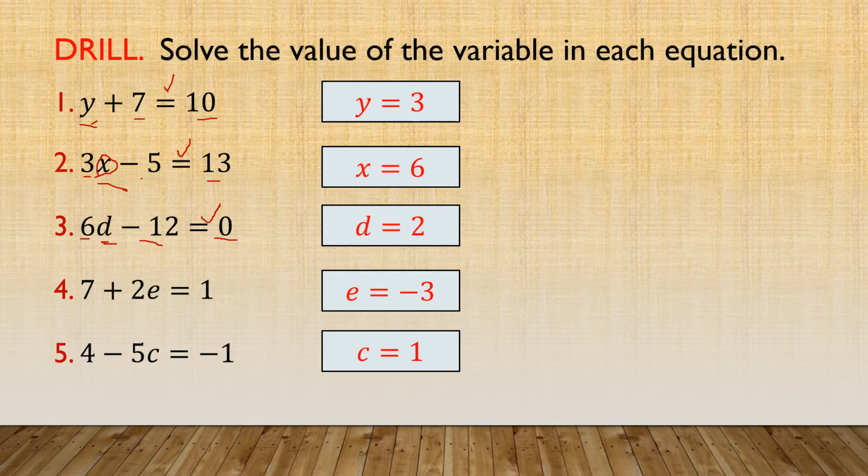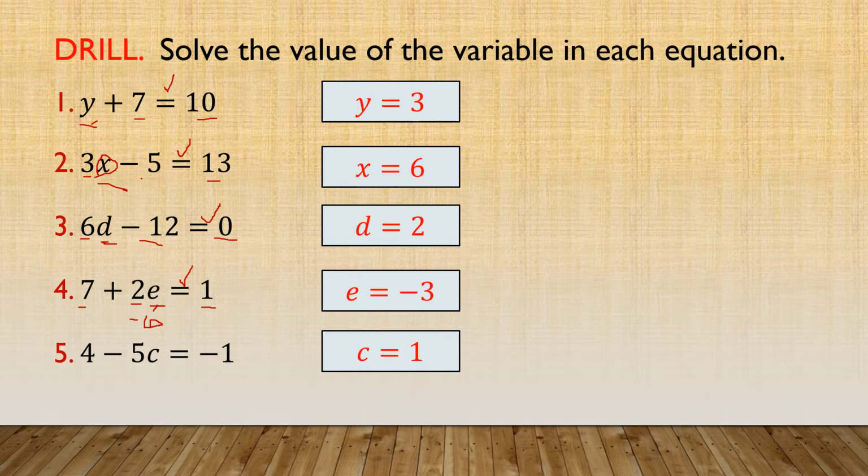Number 4, e equals negative 3. So this is negative 3. So if we have here 2 times the negative 3, 2 times negative 3 is negative 6. Negative 6. So we have now 7 minus 6. And 7 minus 6 is 1. So therefore, negative 3 is correct.